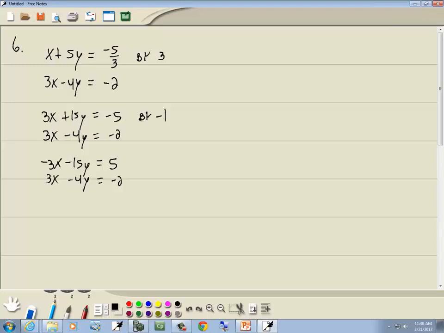Let me double check everything here. Yep. Okay. Now I can add these together. And the negative 3x plus 3x drops away. Negative 15y, negative 4y is negative 19y. 5 minus 2 is 3.